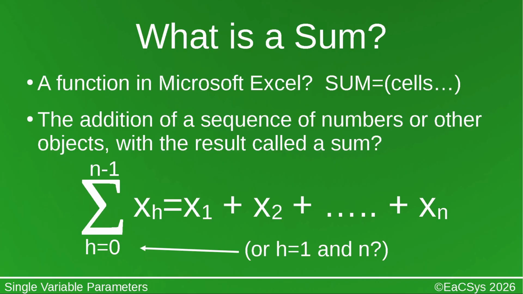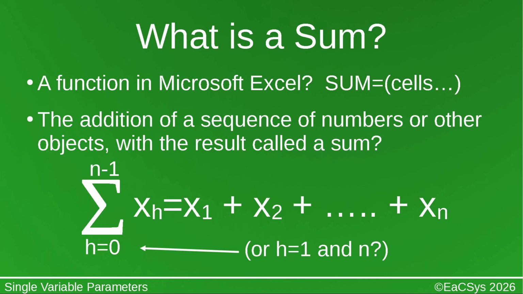However, in most dialects of mathematics, a process of summation is the addition of a sequence of numbers or other objects, and the result of that process of addition is called a sum. And the sum is the total value if the added objects are numbers with values.